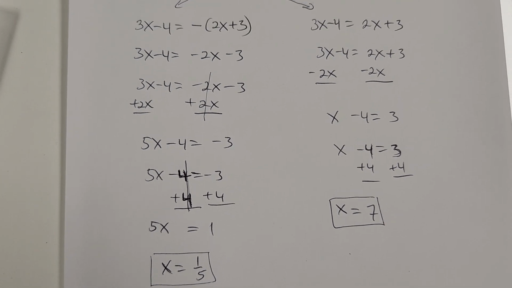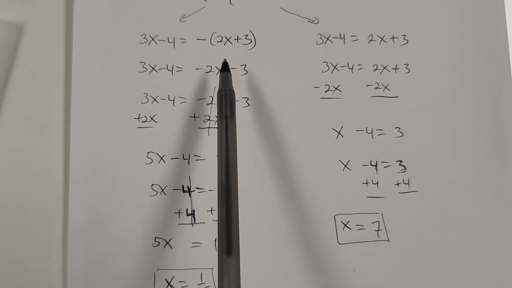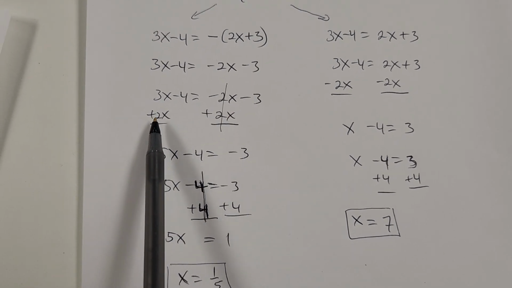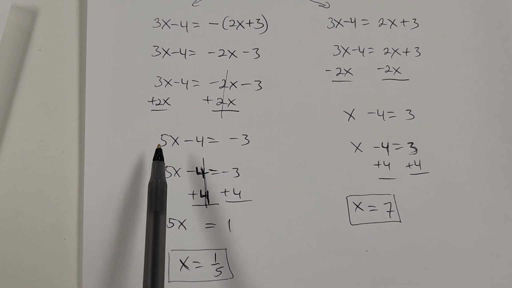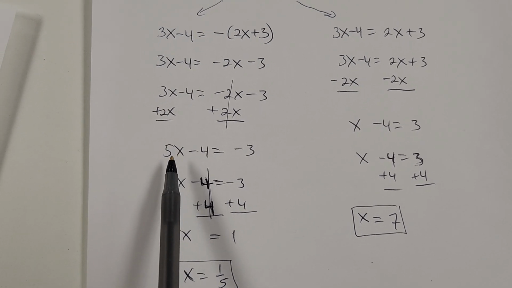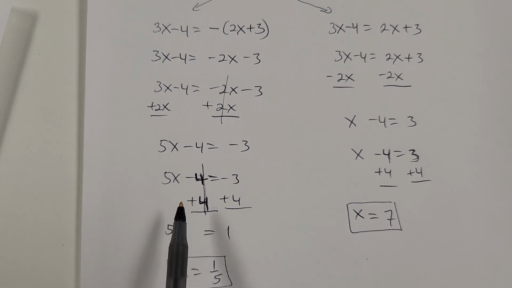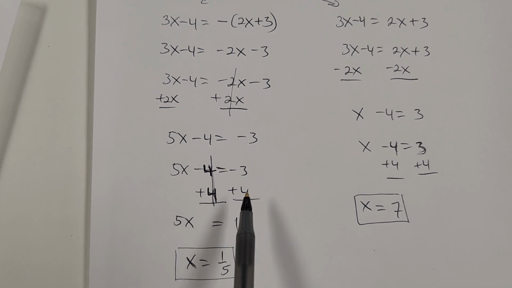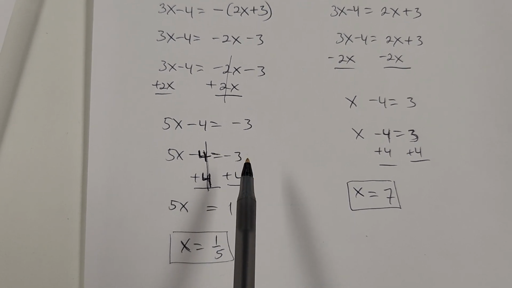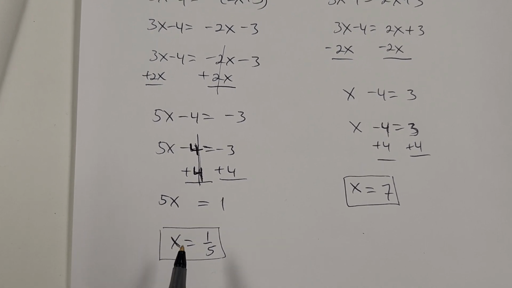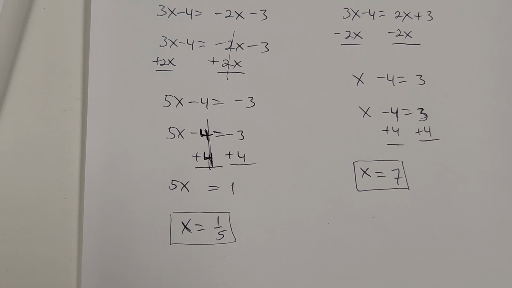Okay, so one more time. Distribute the negative, so it gives me negative 2x, negative 3. Bring the 2x over, so by adding, that gives me 5x. 3 plus 2 gives me 5. Bring the negative 4 down, bring the negative 3 down. Next, bring the 4 over by adding, so negative 3 plus 4 gives me positive 1. And then divide by 5 gives me 1/5.